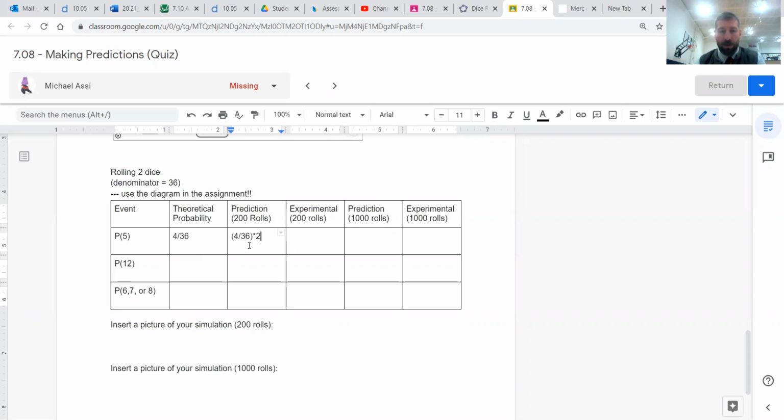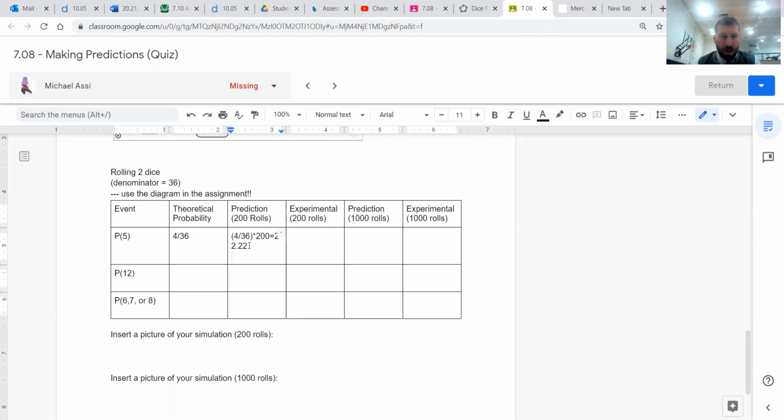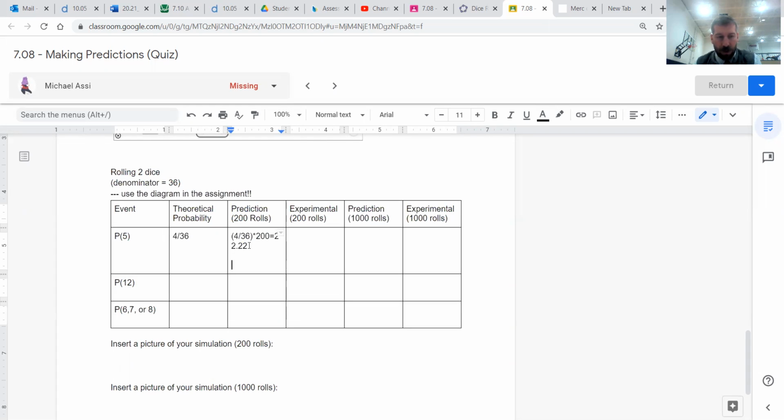We're going to make a prediction of 4/36 times 200. If we roll 200 times, what's the probability of rolling a 5 out of those 200 times? We get 22.2 repeating, which we would say is approximately 22 out of 200. So that kind of gives us an estimate.